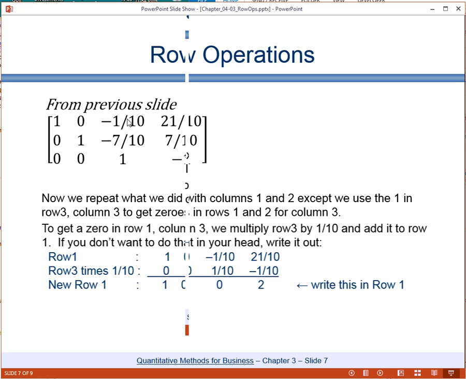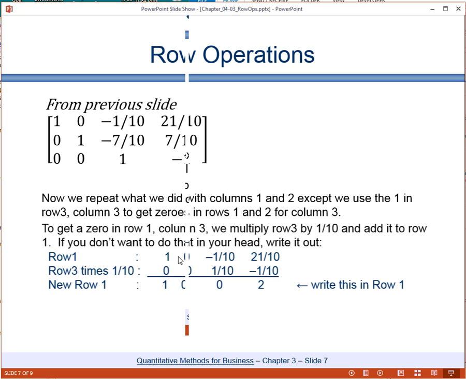Okay, to get a 0 up here in row 1, column 3, I've got to take a tenth of row 3 and add it to row 1. So I'll write row 1 down, and then write down row 3 times a tenth, or row 3 divided by 10. It means the same thing. So I get 0, 0, a tenth, and minus a tenth.